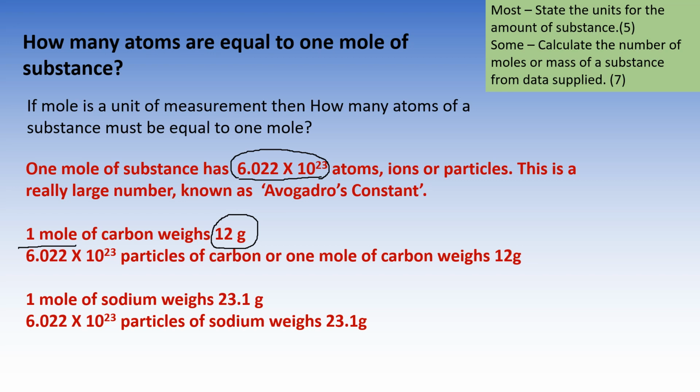That is why the relative atomic mass is measured in grams per mole. Okay, that's why you see the unit in grams per mole, right? Same thing with sodium. 1 mole of sodium has this many particles, which is 6.022 times 10 to the power of 23, and it weighs 23.1 gram. So in short, we say that this many particles of sodium weighs 23.1, hence sodium's relative atomic mass is 23.1 grams per mole. Okay, moving on.